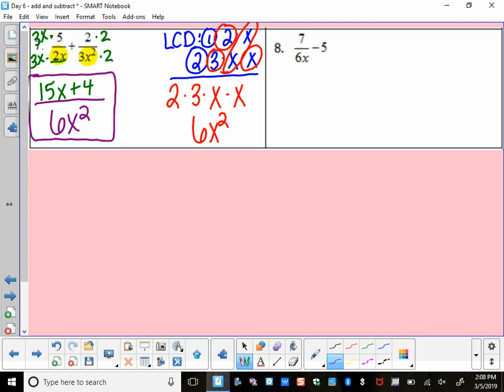All right, number 8. Before we start, let's make this 5 into a fraction. We just make it 5 over 1. Okay, so my LCD of the first fraction is what? 6x, which I can do 6 times x. Give myself some more room.